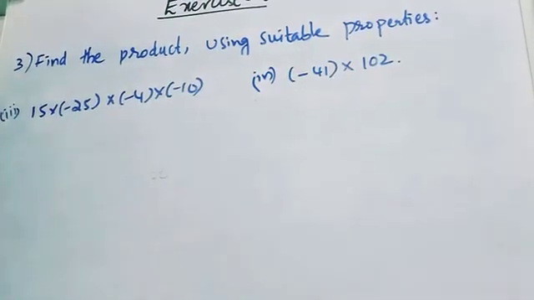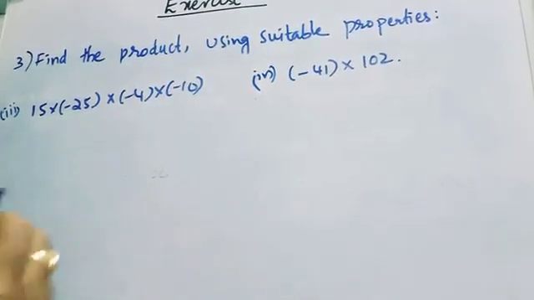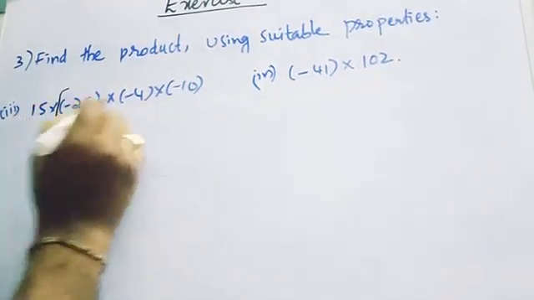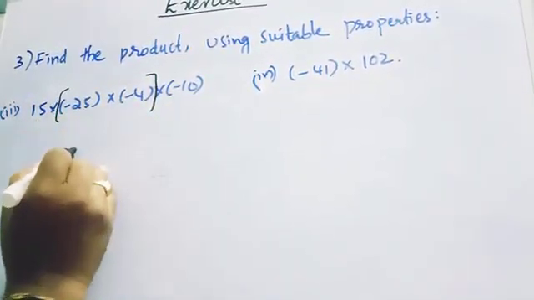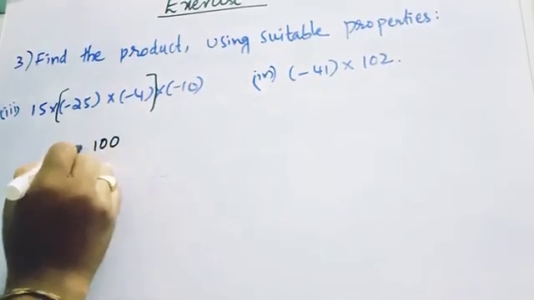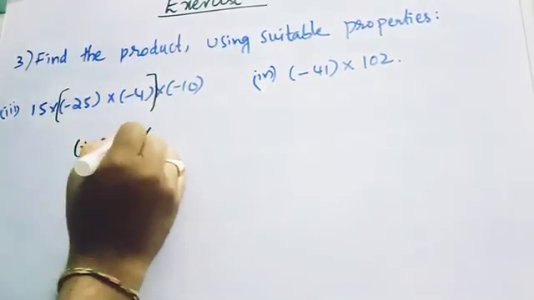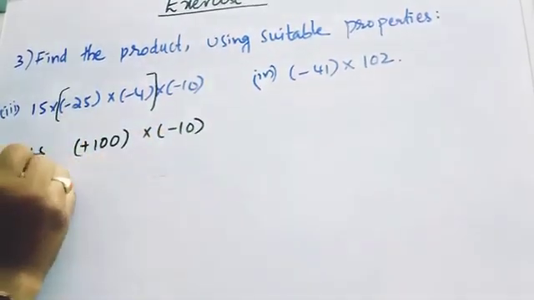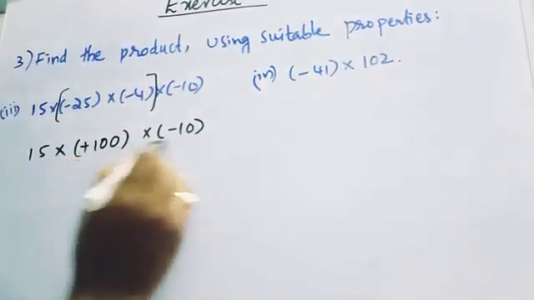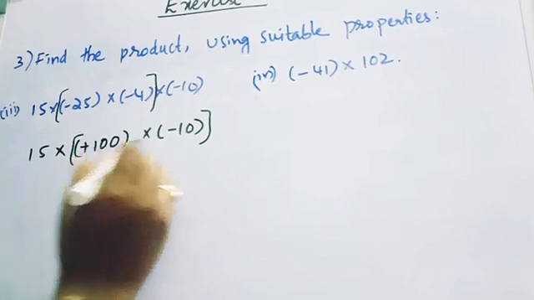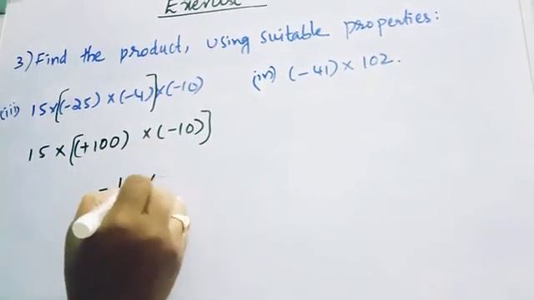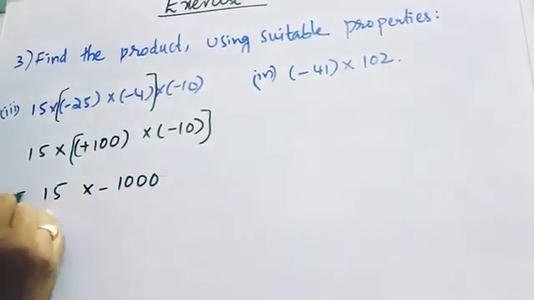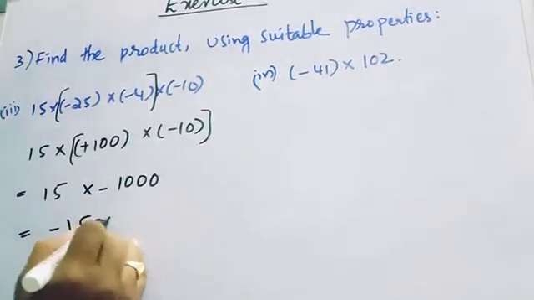The next, third question: 15 into minus 25 into minus 4 into minus 10. To simplify this one, you should make a pair, like we are multiplying a into b. So 25 into 4, you will get 100, and minus into minus gives plus. Then this is minus 10. On the left side we have 15. So again multiply these two numbers using a into b. You will get plus into minus, minus. So 1000 into 15. So the final answer is equal to minus 15,000.